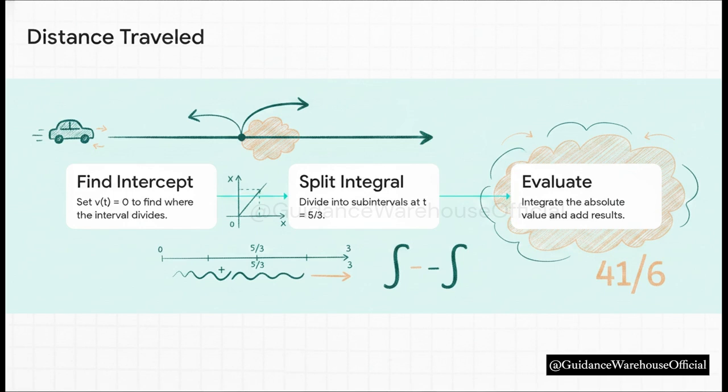Step 2. We split our integral into two distinct parts. From 0 to 5/3, the velocity is negative, so we take the negative of the function to force it to be positive. From 5/3 to 3, the velocity is already positive, so we leave it alone. Step 3. We integrate both parts separately using our basic power rules, evaluate them, and then add those results together. When you do the math and the dust settles, our total distance is exactly 41/6 meters.